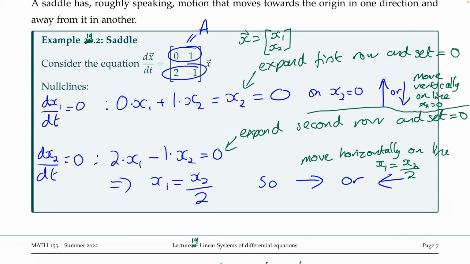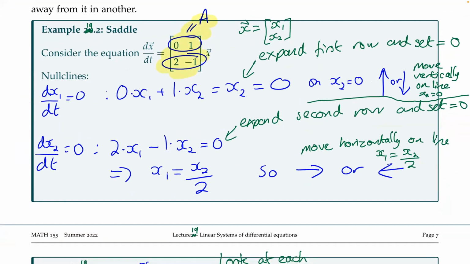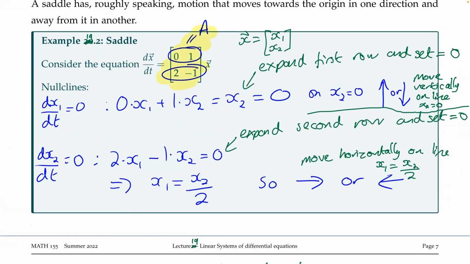I won't dwell on them too much here, but if we have a linear system that we can write in this matrix form, we've got a matrix A of coefficients. Our dx/dt is equal to A times X, where X is our population vector. We can work out our nullclines just by expanding each of these rows. So if I expand this first row, I have 0 times x1 plus 1 times x2, which is where this bit comes from. In this case, it's just x2. So what this is telling me is that when x2 is equal to 0, that gives us a nullcline. So this is just a line.